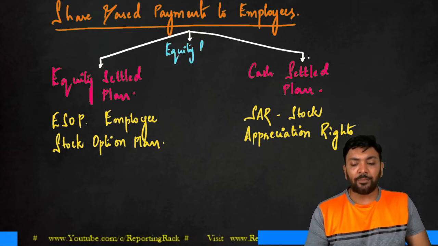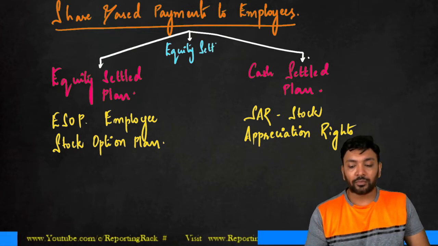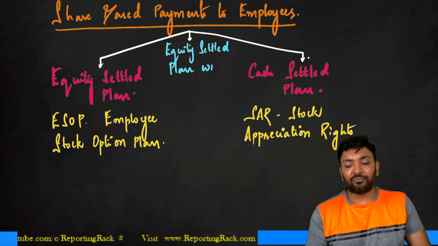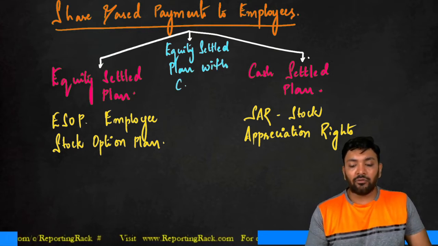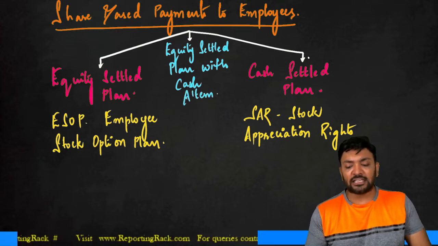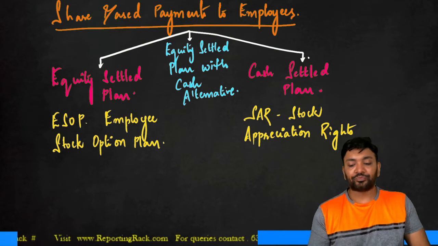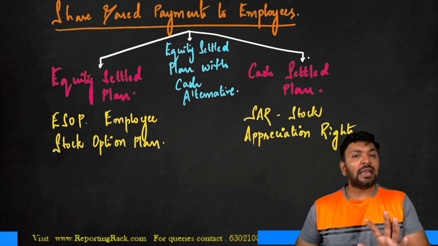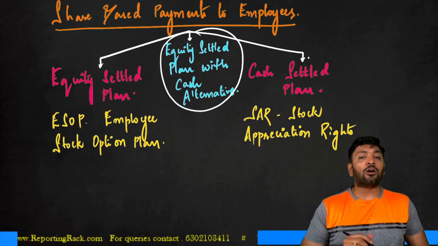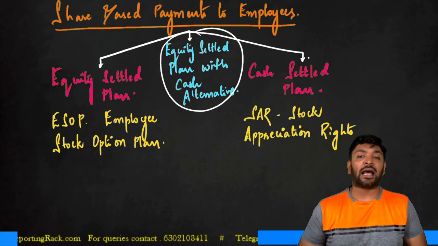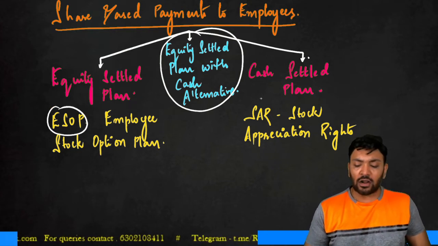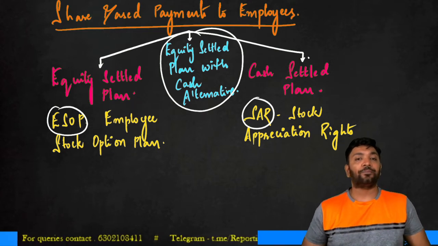Equity settled plan with cash alternative. I'll talk about this later, but this is also a possibility. But broadly leave this concept right now. I'm not going to concentrate on this topic. I'll only concentrate on these two topics of equity settled plans and cash settled plans. They are either called ESOPs or they are called SAR, stock appreciation rights.